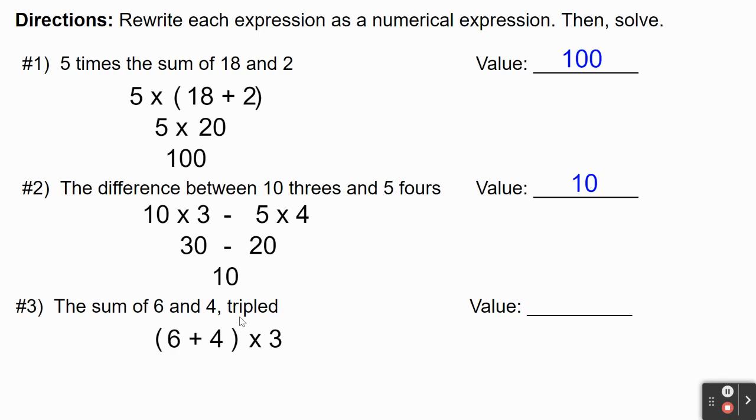Now let's go ahead and solve. Let's solve what's inside the grouping symbols first. 6 plus 4 is 10, and now we can multiply that answer times 3. So 10 times 3 is 30. The value or answer is 30.